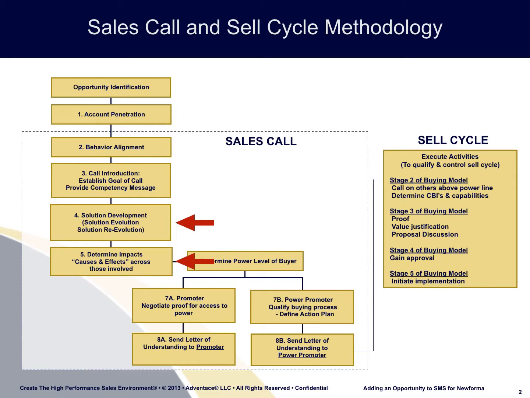We identified two other key impacted individuals, the Vice President of Operations and the President. We also found that our project manager is above the power line, and finally, we discussed and agreed to an action plan, the sequence of events leading to a buy decision.